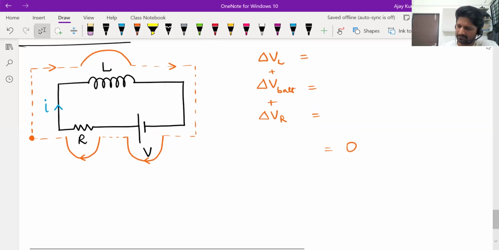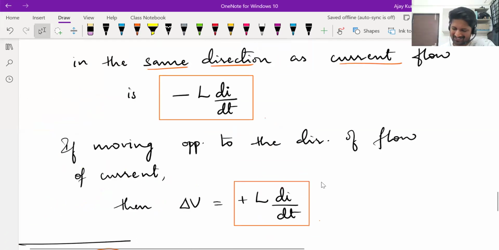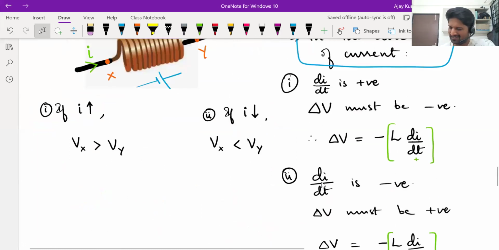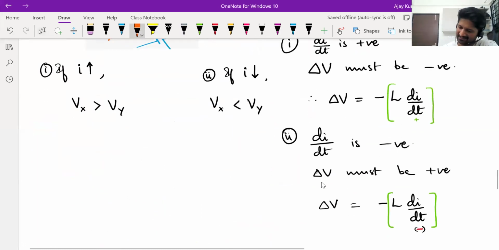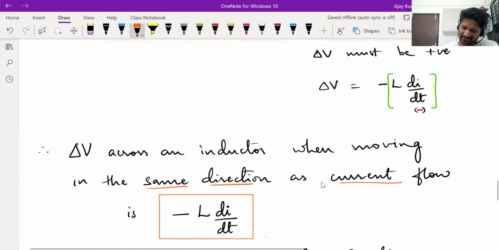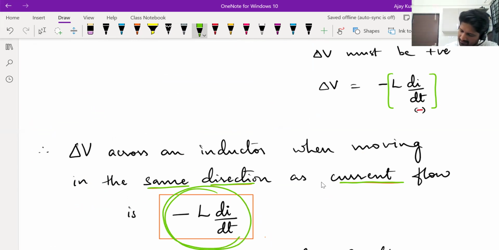When moving in the same direction as current flow, what is the formula for change in potential across an inductor? What did we derive today? It's L di by dt. Write this down, all of you. There is no L di by dt. It is minus L di by dt. If moving in the same direction as current, then the potential change across an inductor is expressed as minus L di by dt.